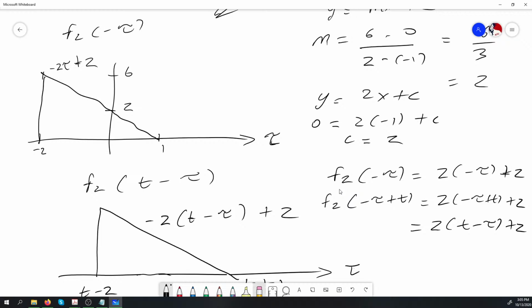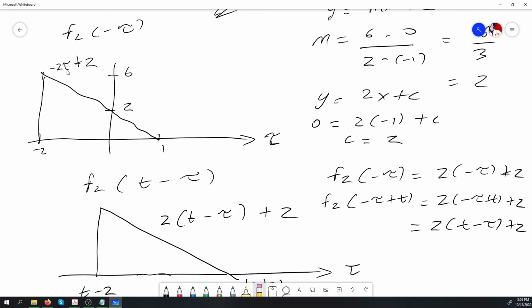Right, okay. I see what you guys were talking about. Alright, yeah. So the correction here basically is that we have f of 2 of minus tau.